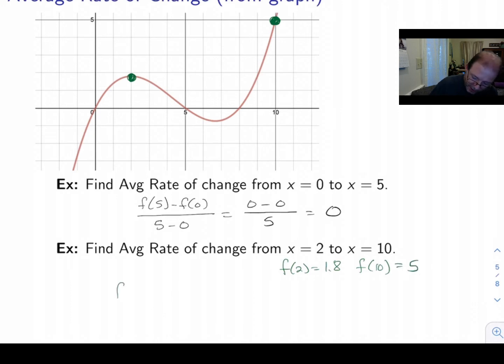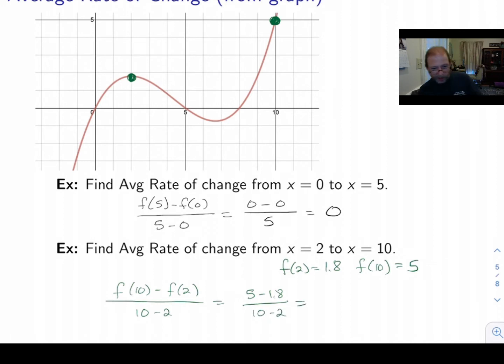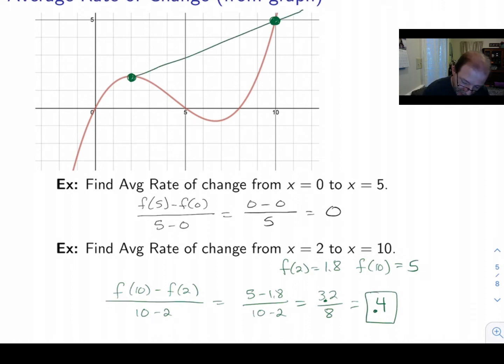So the average rate of change here is f of 10 minus f of 2 over 10 minus 2. So that's 5 minus 1.8 over 10 minus 2. 5 minus 1.8 is 3.2, and 10 minus 2 is 8. I was grabbing for my calculator here, but I don't need that. 3.2 divided by 8 is, well, 32 divided by 8 is 4, so this is 0.4. So 0.4 is the average rate of change, and it's also the slope of this line.